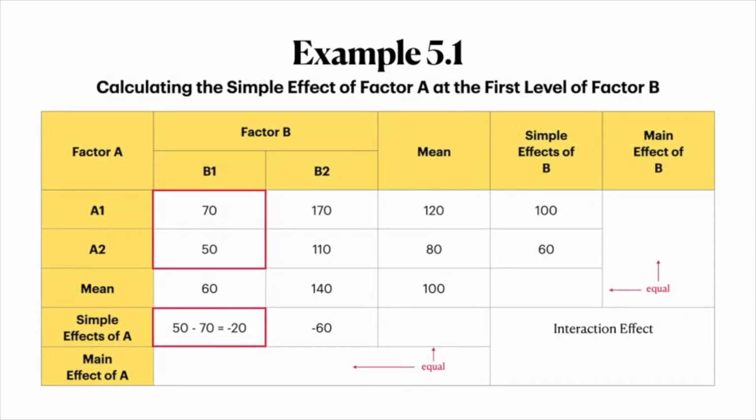And so we can see this in the context of the table. We're taking the difference between the 2 values in the first column of the table, 50 minus 70, and we're going to put this in a new row that we've appended to the table. And that row, we've labeled as the simple effects of A. And we can see here that the value for the simple effect of A at the first level of B is equal to negative 20.